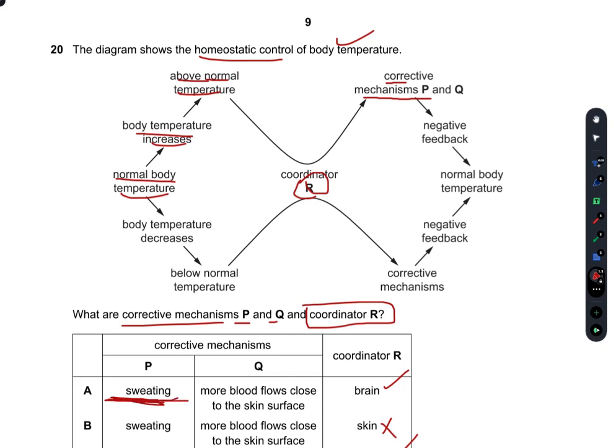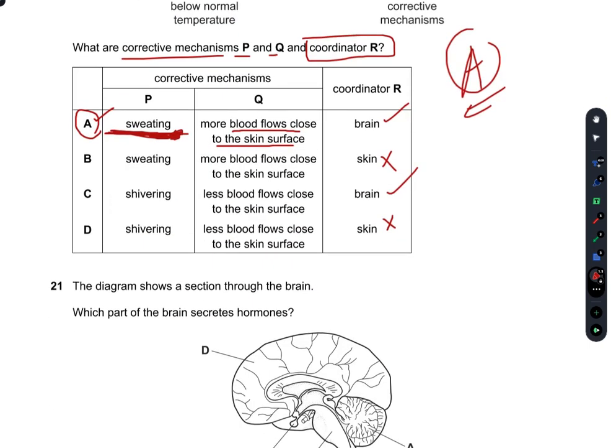So what will happen by sweating? Evaporation would occur, and the heat of the body would be emitted to the atmosphere. And what is the method Q? More blood flows close to the skin surface. Yes, more blood flow means a greater rate of sweating and a greater amount of heat would be released. So A is the right answer.